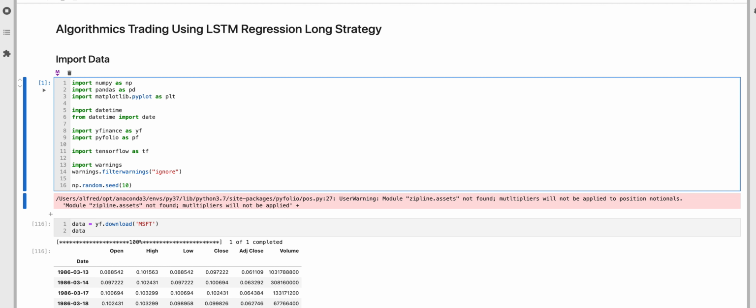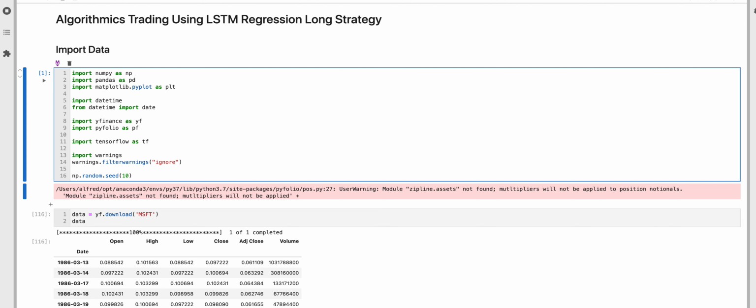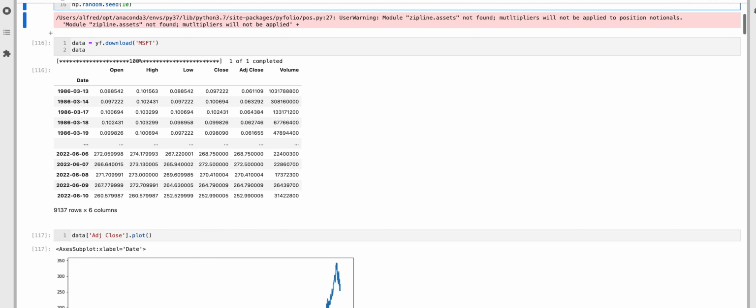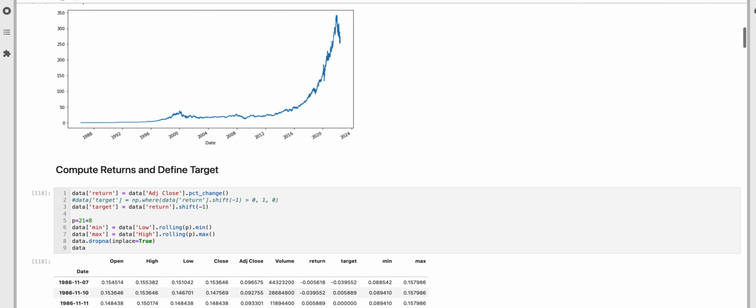So let's get started. The first few steps are identical to my previous video, so I will not repeat them again here. Please watch my previous video for the details. Since this is a regression model, my target is no longer a categorical label of 1 and 0, but instead my target is the next day returns.